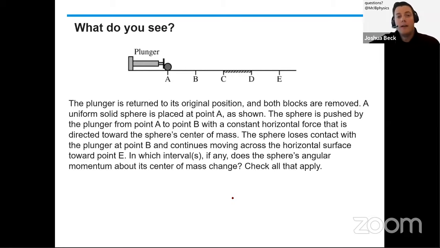So let's move to the next part. I don't know if it's part B. Now we've replaced something. There's no more mass over here, and if you'll notice here, we've got a sphere. Ooh, sphere. I bet it's going to roll. All right, so we read through this and it says that the sphere loses contact with the plunger. Same thing, so we get the force all the way through here. We still have no friction from B to C, and then here we do have friction. And so then the question says, which interval or intervals, if any, does the sphere's angular momentum change?